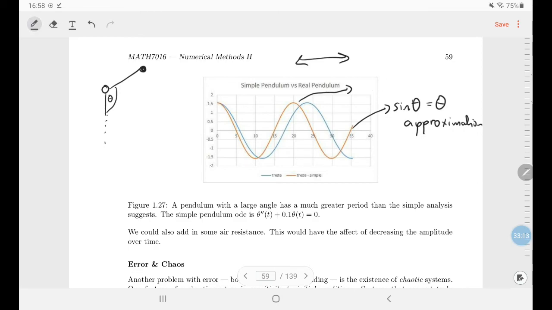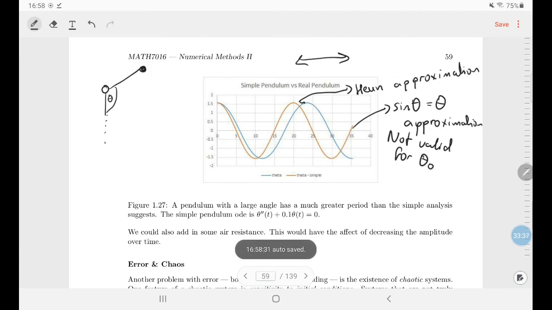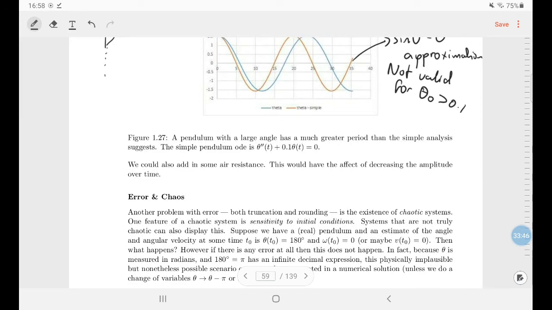What am I pointing at here? Well, obviously the blue one. So this is the Heun approximation instead. Now they're very, very different things. The sine theta approximation is just not valid for initial values of theta much bigger than 0.1. So that's the problem. A pendulum with a large angle has a much greater period than the simple analysis suggests. We could also add in some air resistance, and that would be interesting.